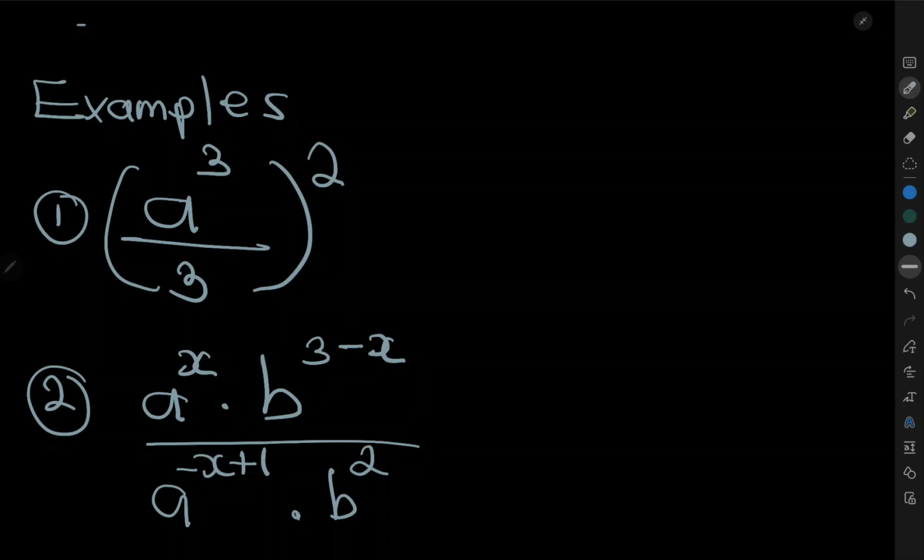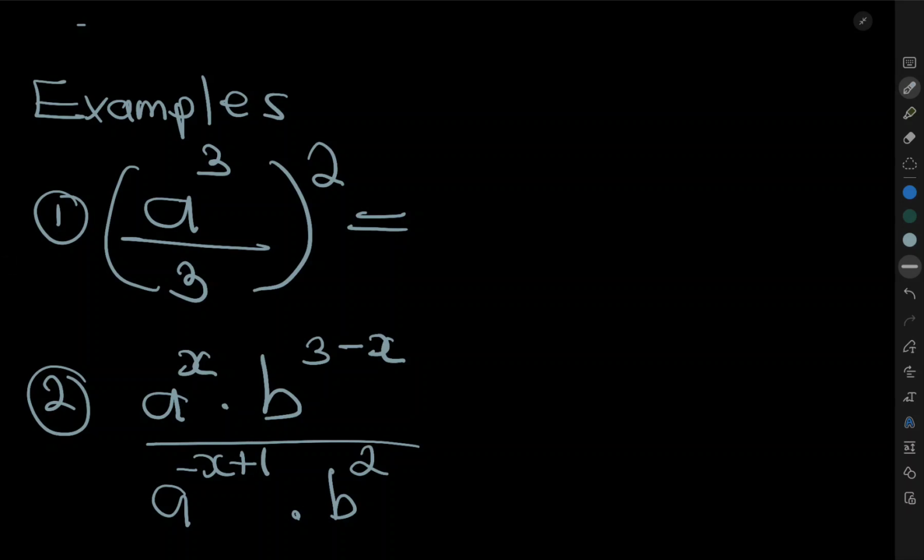So we have a couple of examples. The first example says a to the power of 3 over 3, all this raised to the power of 2. What's the answer? So we obviously need to evaluate that, right? In this type of situation, there is a law that we discussed. I forgot what number law it was.